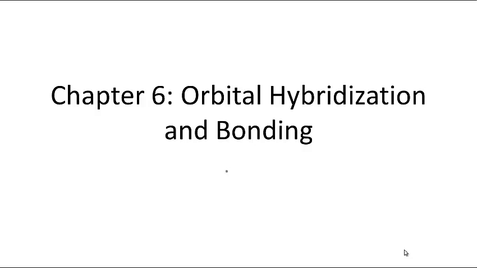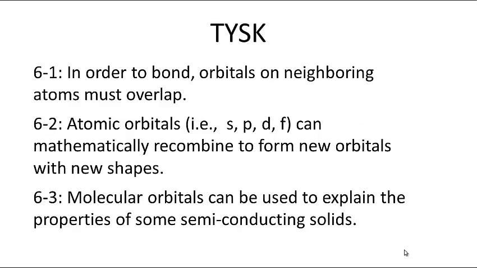So we're going to talk about orbital hybridization and bonding, which is really how we take atomic orbitals and then make bonds. Some basic facts that you should know: when you want to make a covalent bond, two neighboring atoms have to overlap their atomic orbitals. That's essentially the simple level at which you should understand it.